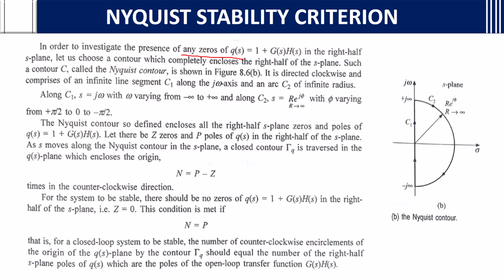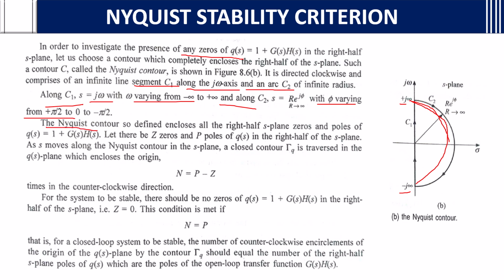The contour comprises an infinite line segment C1 along the j omega axis and an arc C2 of infinite radius. Along C1, s = j omega, varying from minus infinity to plus infinity. Along C2, s = R e^(j phi) with R tending to infinity, and phi varying from plus pi by 2 to 0 to minus pi by 2.